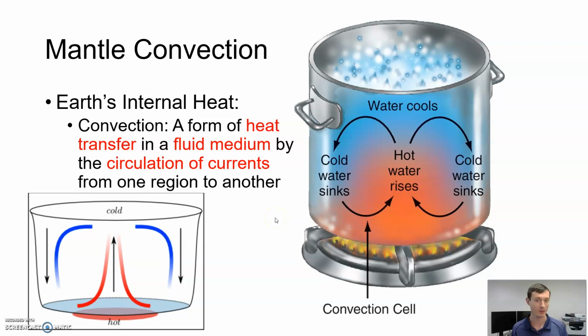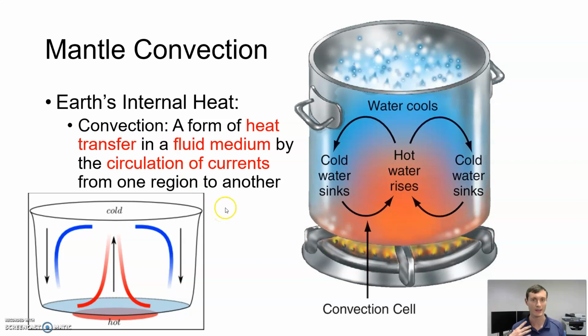And here's another example. So we have a pot of boiling water. The heat source is at the bottom. It heats the water, which rises and comes to the top. There, the water is far away from the heat source. It cools off, moves towards the outer edges, and then comes back down where it gets heated again. And if we had to put this in formal terms, as few words as possible, convection is a form of heat transfer in a fluid medium, fluid like water, or it could be fluid like the mantle, the asthenospheric mantle of the Earth. Form of heat transfer in a fluid by the circulation of currents from one region to another.